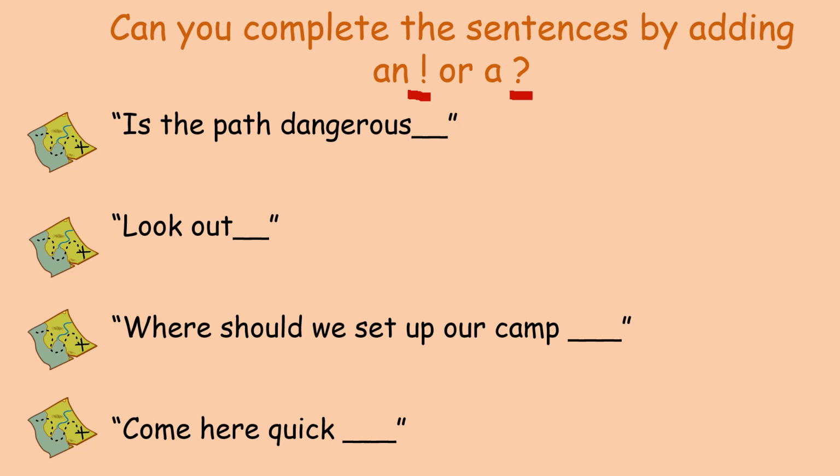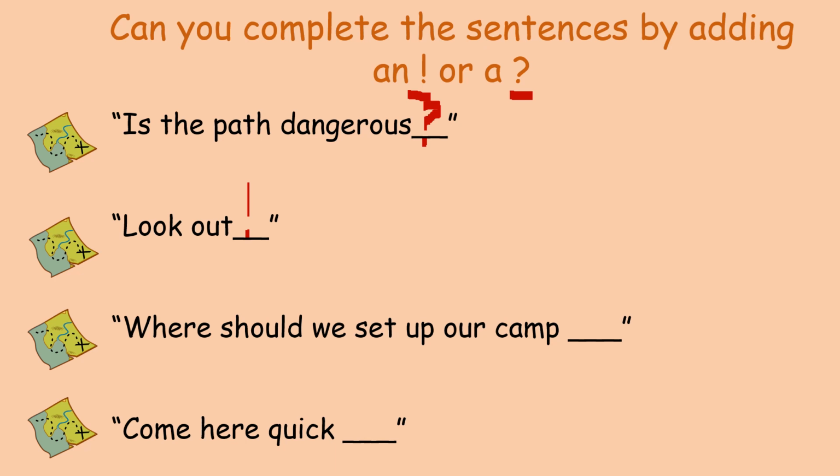Now let's have a look at my first sentence. Is the path dangerous? Straight away we can tell that this is a question, so we're going to add a question mark. Is the path dangerous? Good. Second sentence. Look out. Now this one, something might be going on. It might be something very interesting that someone wants you to look at, or maybe there's a danger ahead of you and they're exclaiming. So we'd use an exclamation mark.